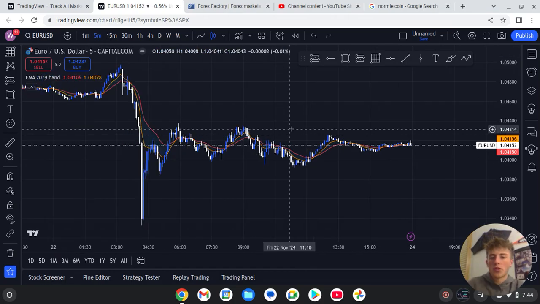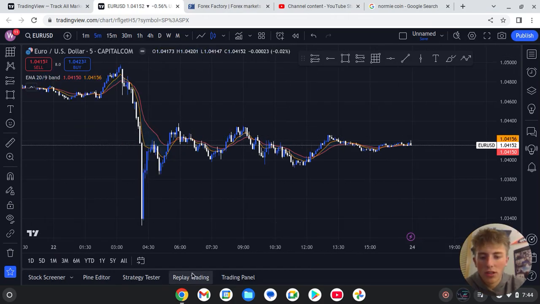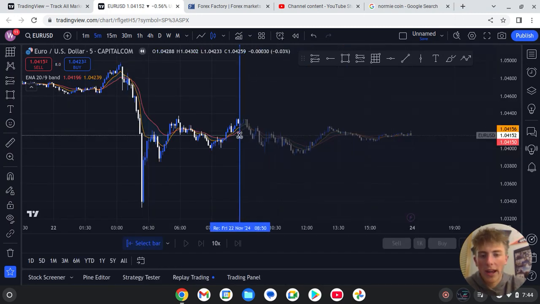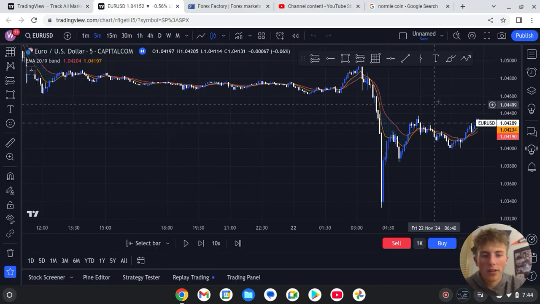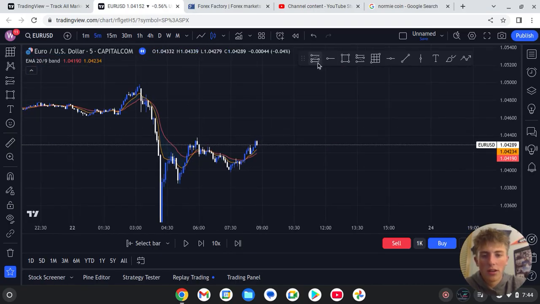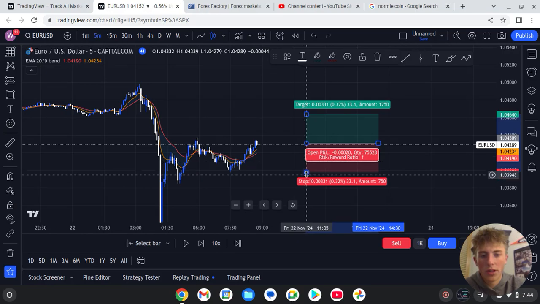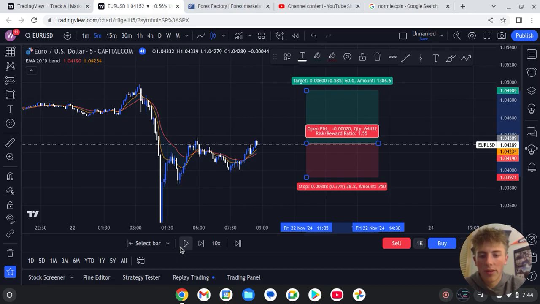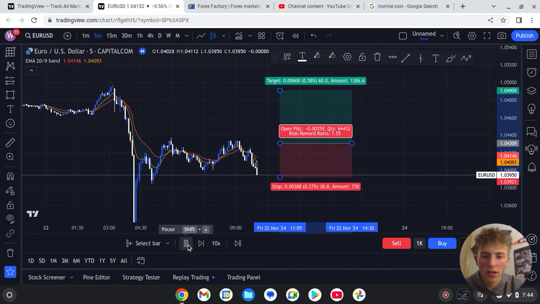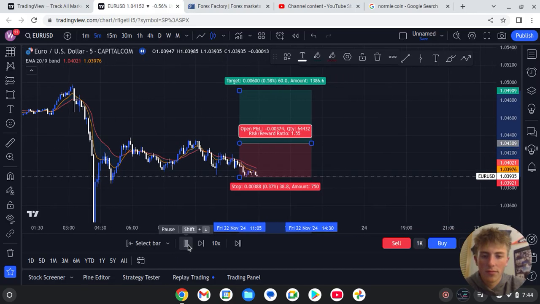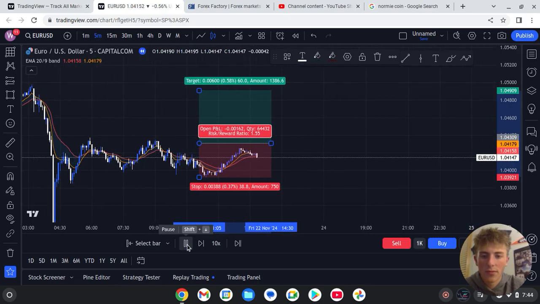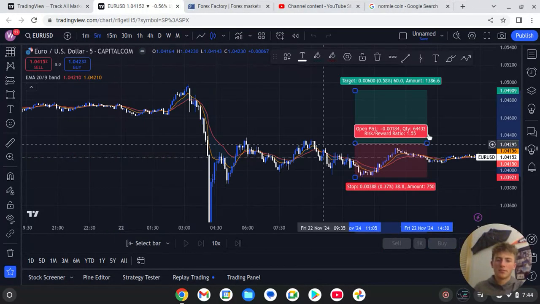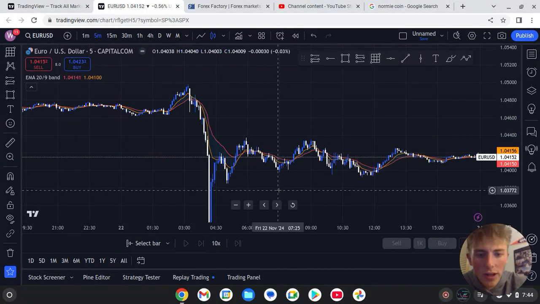Backtesting is basically using the bar replay to go back in time. Let's say, for example, you wanted to take a trade here with your strategy and you're betting it's going to go up. You can backtest to see what would have happened if you did take the trade. You just let the market play out. Obviously nothing happened. So yeah, that's what backtesting is.